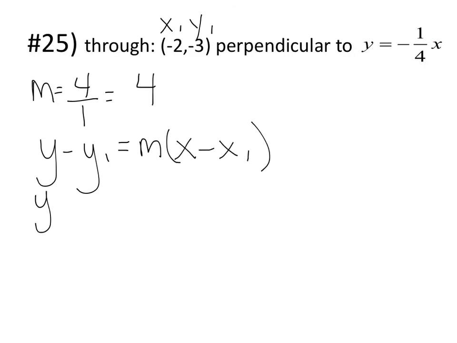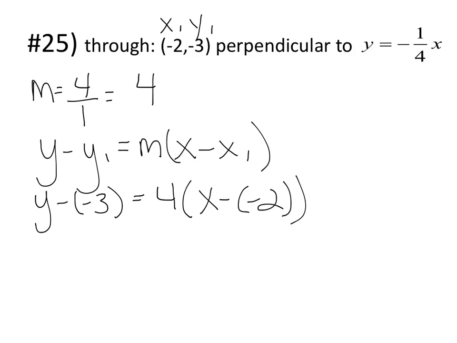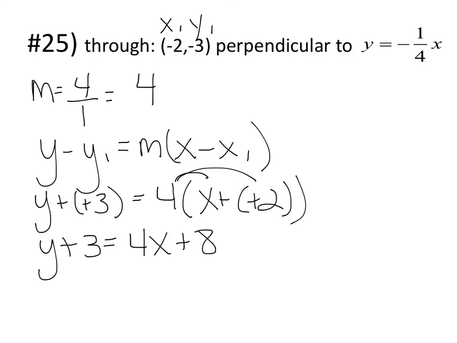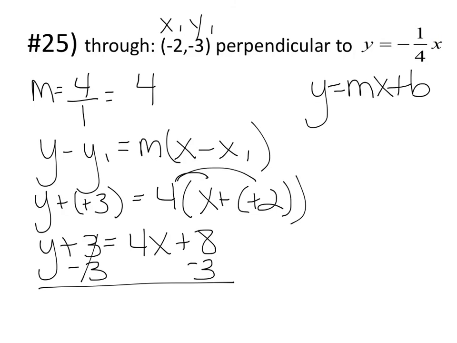So I have y minus negative 3 is equal to 4 times x minus negative 2. Add a line, change a sign, add a line, change a sign, and then go ahead and distribute your 4, giving you y plus 3 is equal to 4x plus 8. On number 25, they want it in slope-intercept form, which is y equals mx plus b. So I just need to isolate y by subtracting 3 from both sides, which leaves you with y equals 4x plus 5.